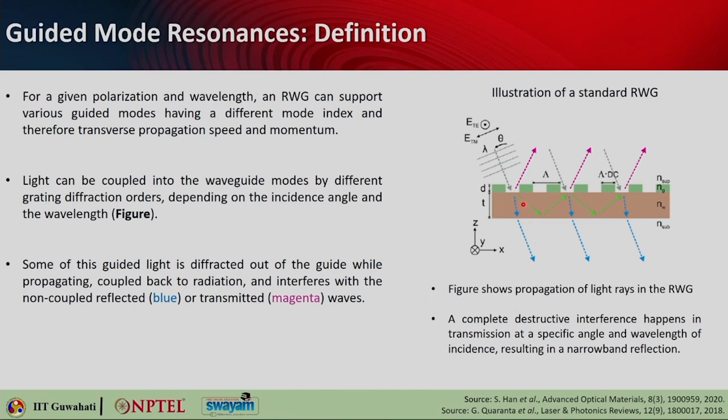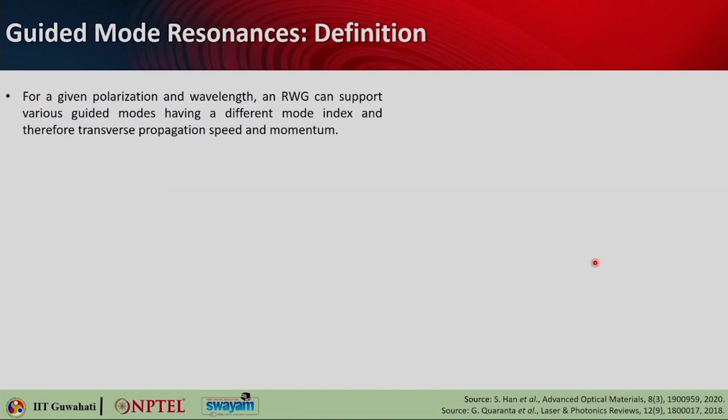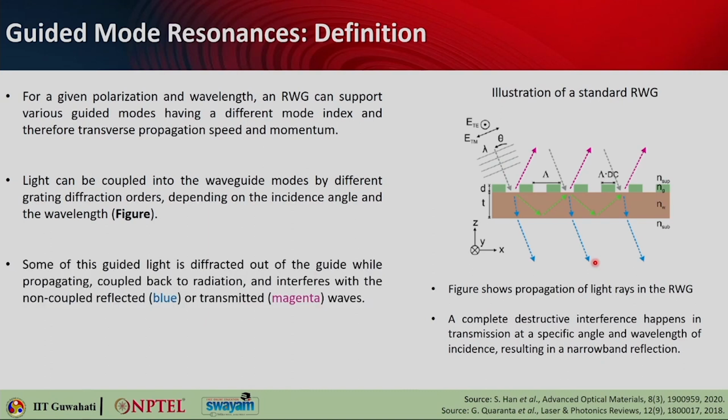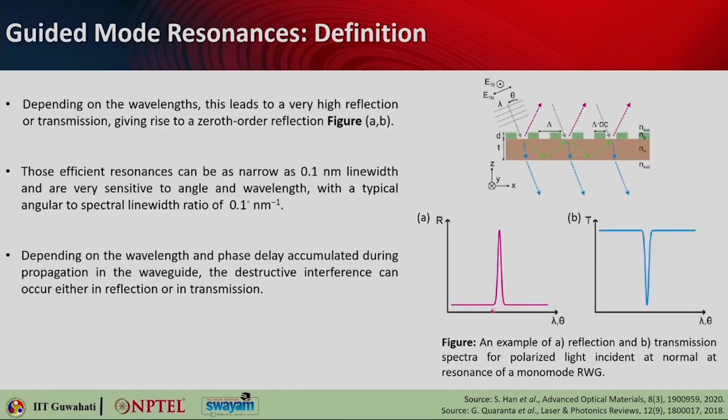So, here you can actually see this light yellowish kind of wave propagation inside. So, when a complete destructive interference happens in the transmission, that happens at a specific angle and a specific wavelength, you can actually get a narrowband reflection. So, that is how you can actually get this particular feature, as you have seen here.